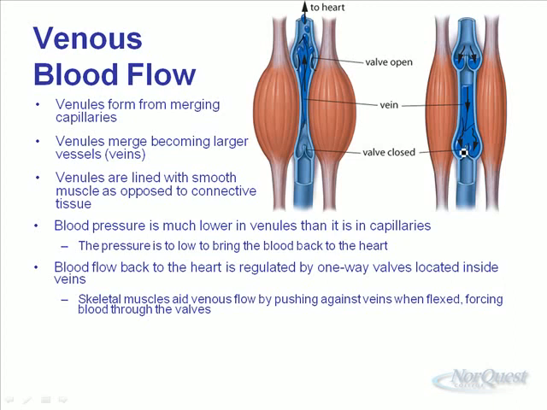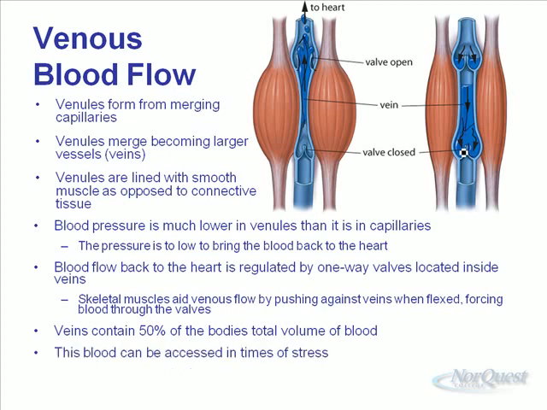Blood gets squeezed through by skeletal muscles as we move around. As we contract these muscles, they push on the veins, narrowing them down, and then squirting the blood further up the vein. Veins contain about 50% of our total blood volume, which is a lot, considering the veins themselves take up less than half of our circulatory system. So they do store a lot of blood, and that blood can become available during times of stress.